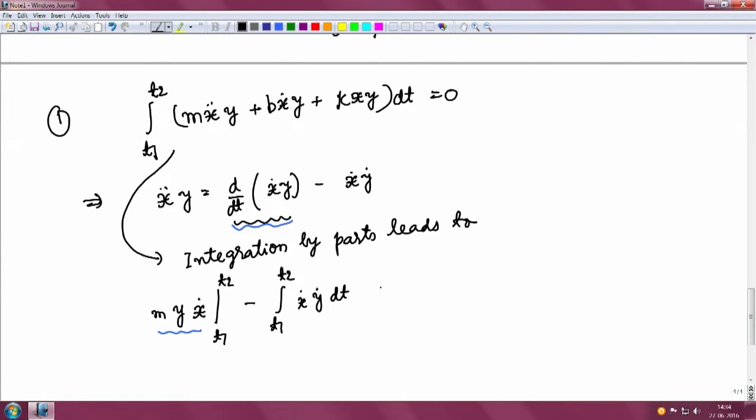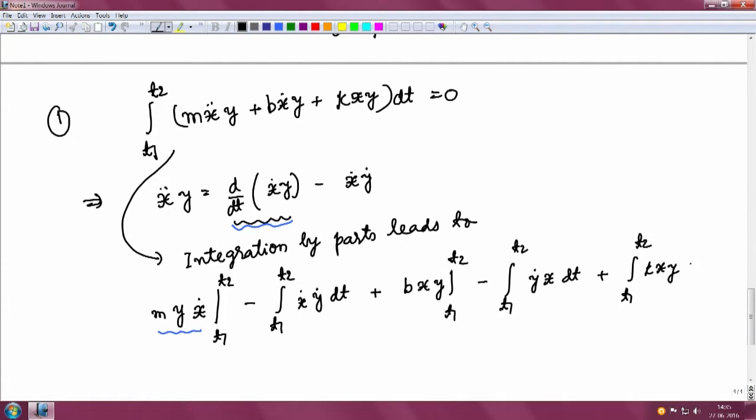Now, for the other one, first function into integral of second function will be x y from T1 to T2, that is fine, that is a boundary condition, minus the integral from T1 to T2 of derivative of first function into integral of second function dt, and then the third one we can leave as it is, integral from T1 to T2 of k x y dt. Now, apart from the boundary conditions, if you see, this has symmetry or self adjointness, but this one has no symmetry.